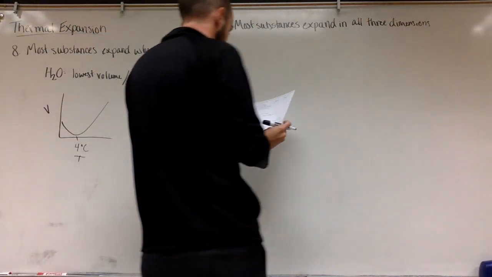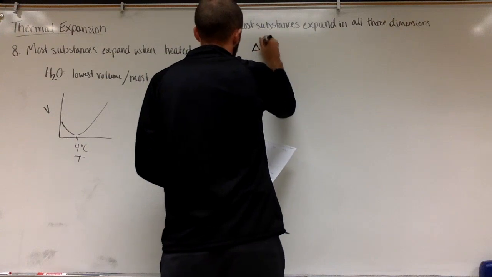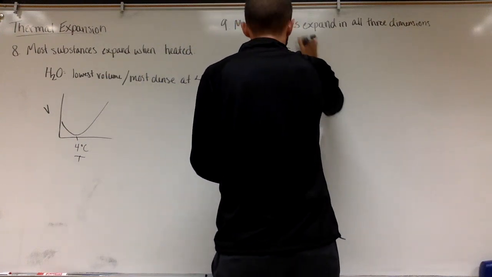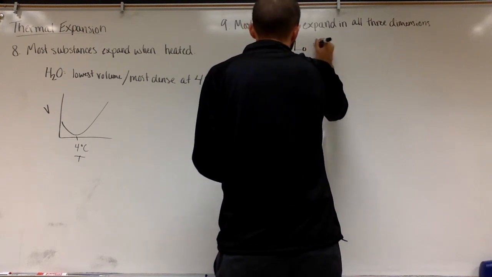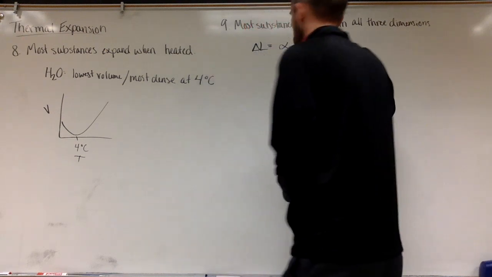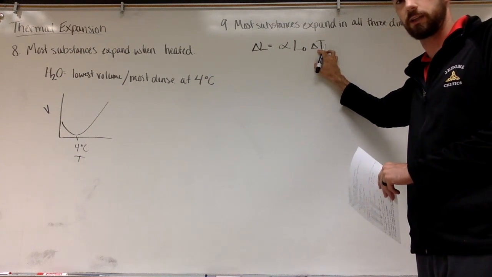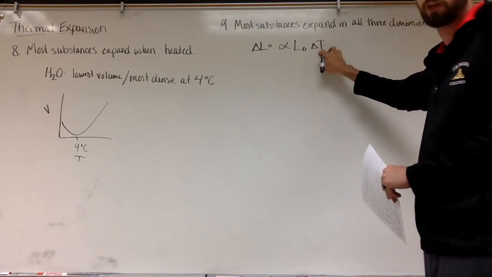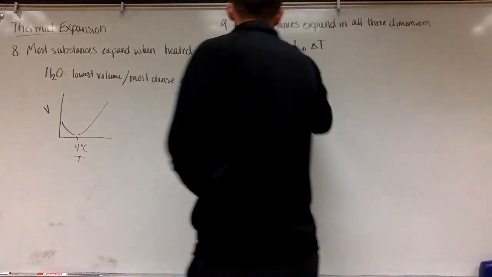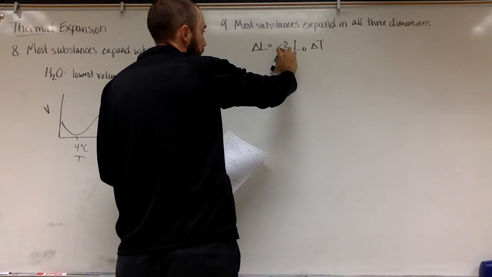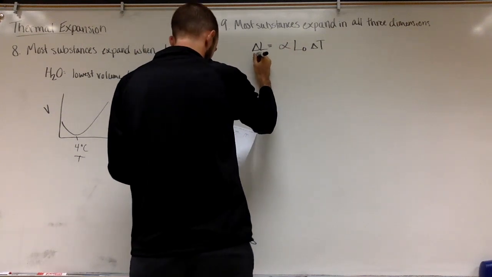And the equation we see to calculate this is that our change in length is going to be equal to alpha times our initial length times our change in temperature. Remember, I talked about this in the last one. A change in Kelvin is the same as a change in Celsius, so we can use Celsius or Kelvin for this. Alpha is just going to be our coefficient of linear expansion, and then here we go.